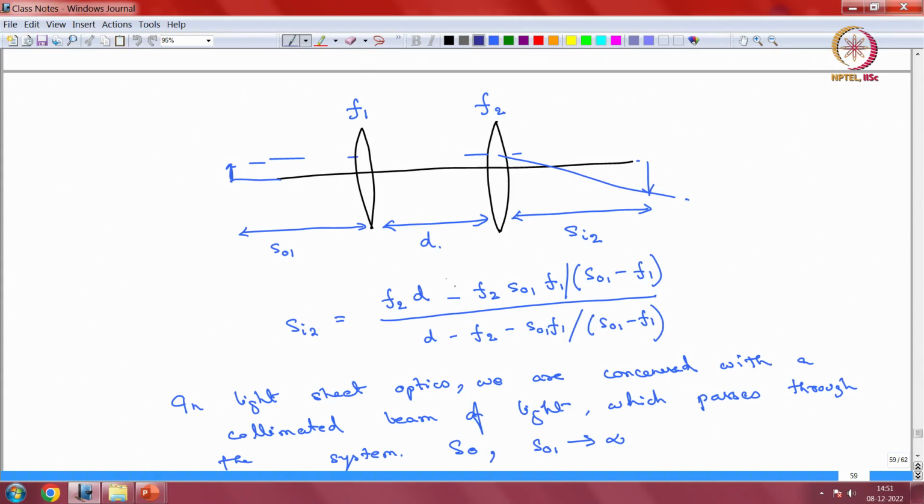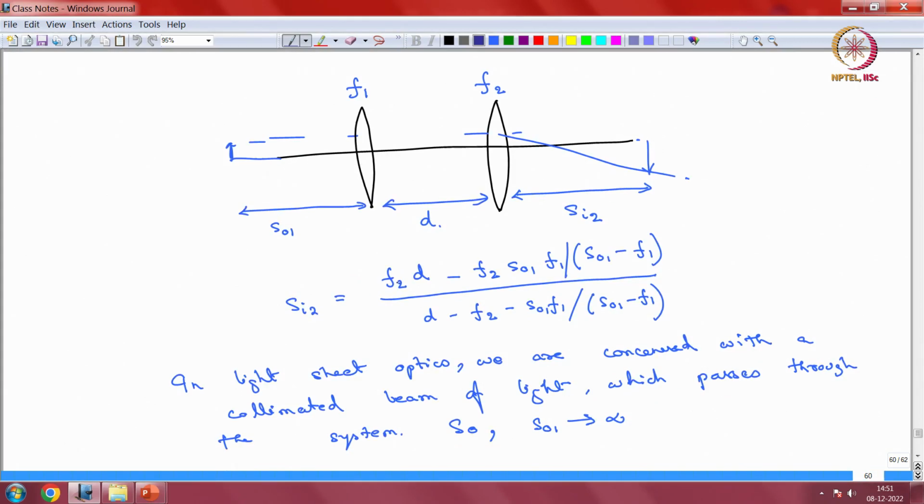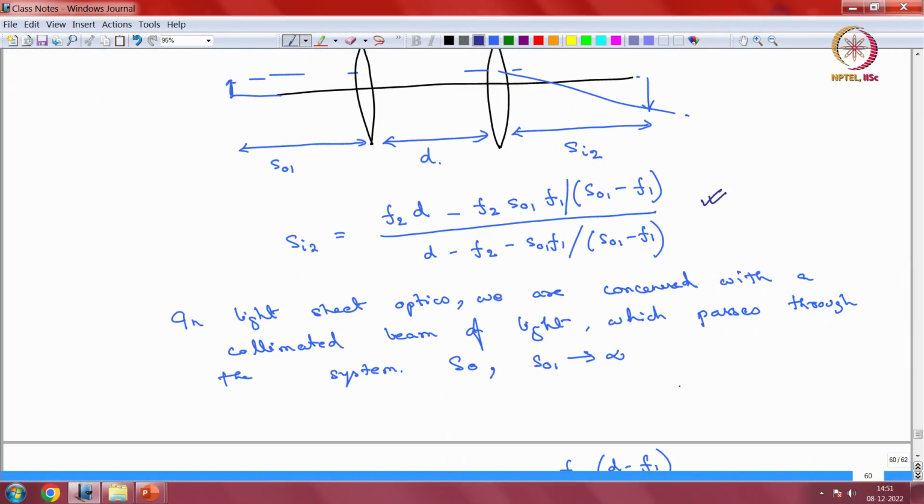So, where we left off last class is where we discussed this particular problem of multiple lenses put together, and we can see here this equation we discussed again. This equation was stated without proof, where we have two lenses with focal lengths f1 and f2 separated by a distance of d, and this equation tells us the image distance from the second lens that was stated last time. We will see how this applies to light sheet optics in particular.